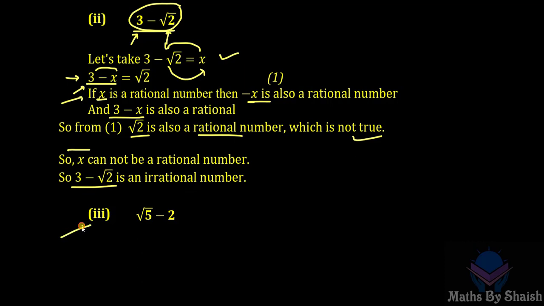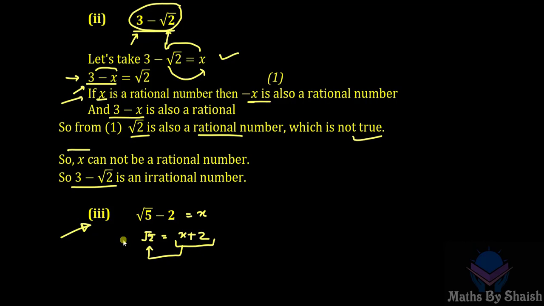So similarly, we can do it for the third one. We can take this as x, and then root 5 is going to be x plus 2, and with the same explanation we can see it is a rational number, and it means this is also a rational number, which is not true. So we get a contradiction, and hence root 5 minus 2 would be an irrational number.